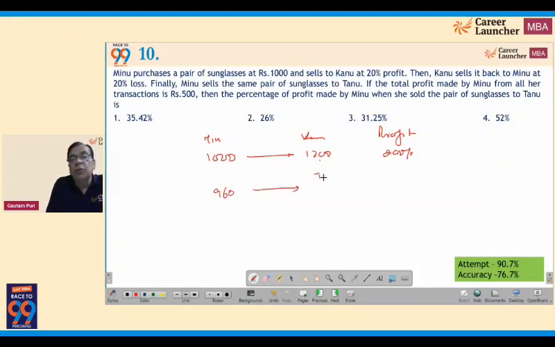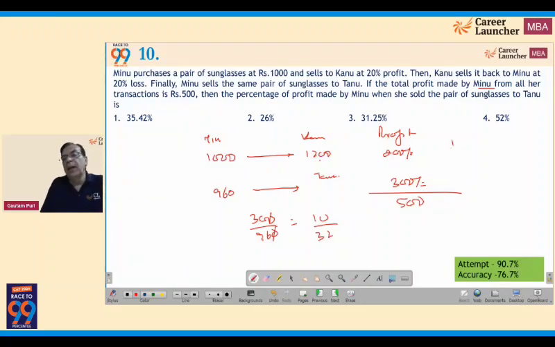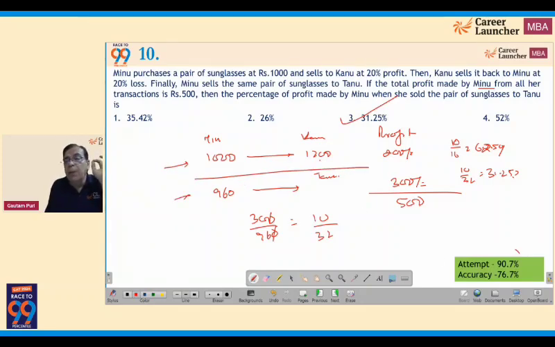Then Meenu sells the same pair of glasses to Tanu. If the total profit made by Meenu from all her transactions is ₹500, that means the second transaction she would have won ₹300. What is the profit percentage? 300 by 960, which is 10 by 32. What is 1 by 32? 1 by 16 is 6.25%. Or 10 by 16 is 62.5%. So 10 by 32 will be 31.25%. Correct answer, choice 3. Now the key thing out here was to remember these are two different transactions. The 25% people who got it wrong probably converted them into a single transaction. These are two different transactions and they should be treated accordingly only.